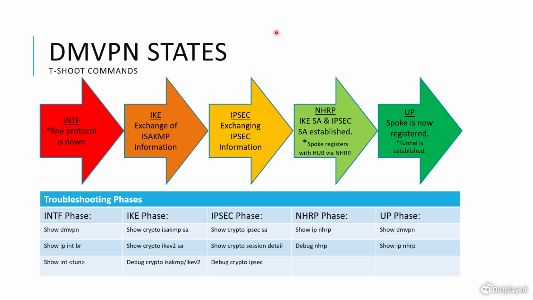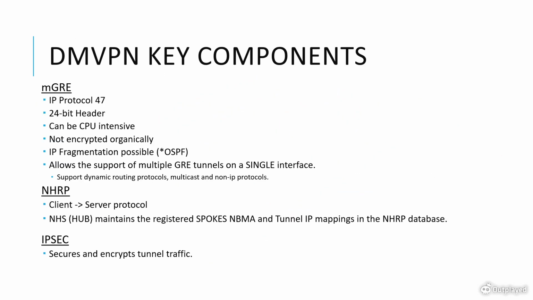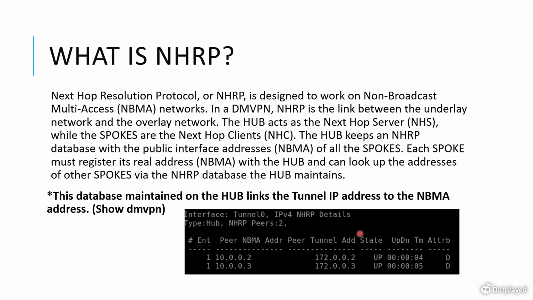So these are the DMVPN states that we have. I saw this in another video. Someone kind of broke down the steps with arrows, and I really liked it. So I'm doing the same thing here. These are troubleshooting commands based on your phases. So on the state, I'll go back to the slide and show you here where we have state, where it shows up.